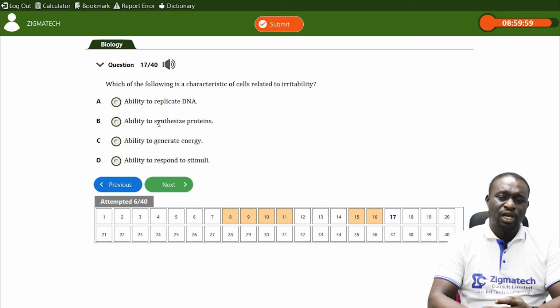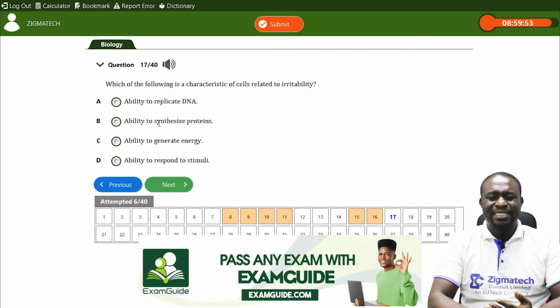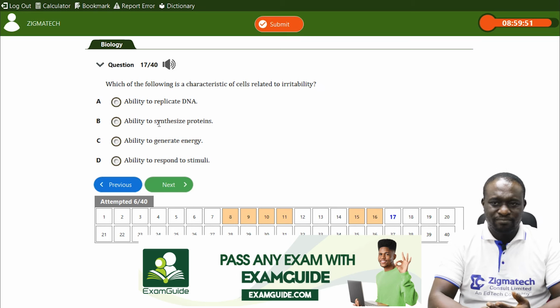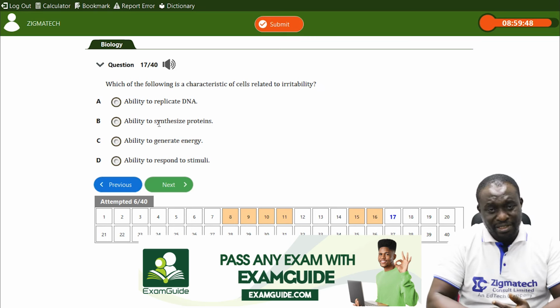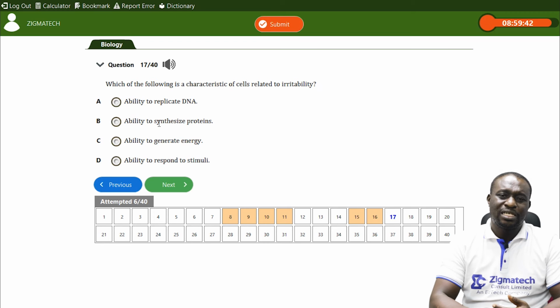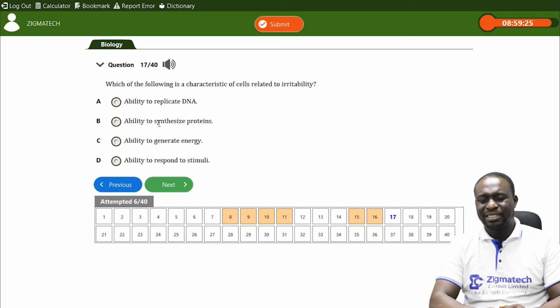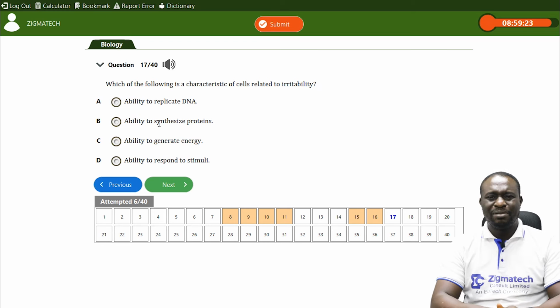Question 17 says, which of the following is a characteristic of cells related to irritability? Now, what is irritability? It is simply the ability of living organisms to respond to stimulus or stimuli, or the ability of living organisms to respond to both internal and external changes in their environment. Now, if you look at option A, they said ability to replicate DNA. No, irritability has nothing to do with the replication of DNA.